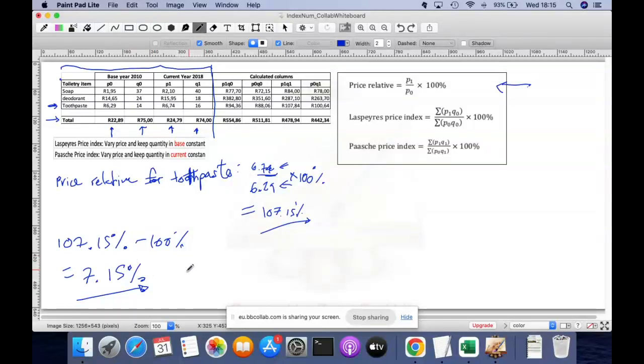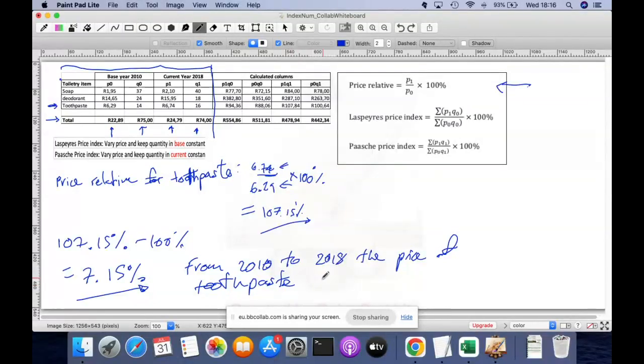So how you'd interpret this in words is you would say from the base year, and you always need to specify the base year. So in our case, you would say 2010. Don't say base year, that's a tip for you. So say from 2010 to 2018, the price of toothpaste has increased by 7.15%. So you would write this here. That's how you would interpret this. It's very important that you interpret the result because you get marked for that. So make sure you understand that.